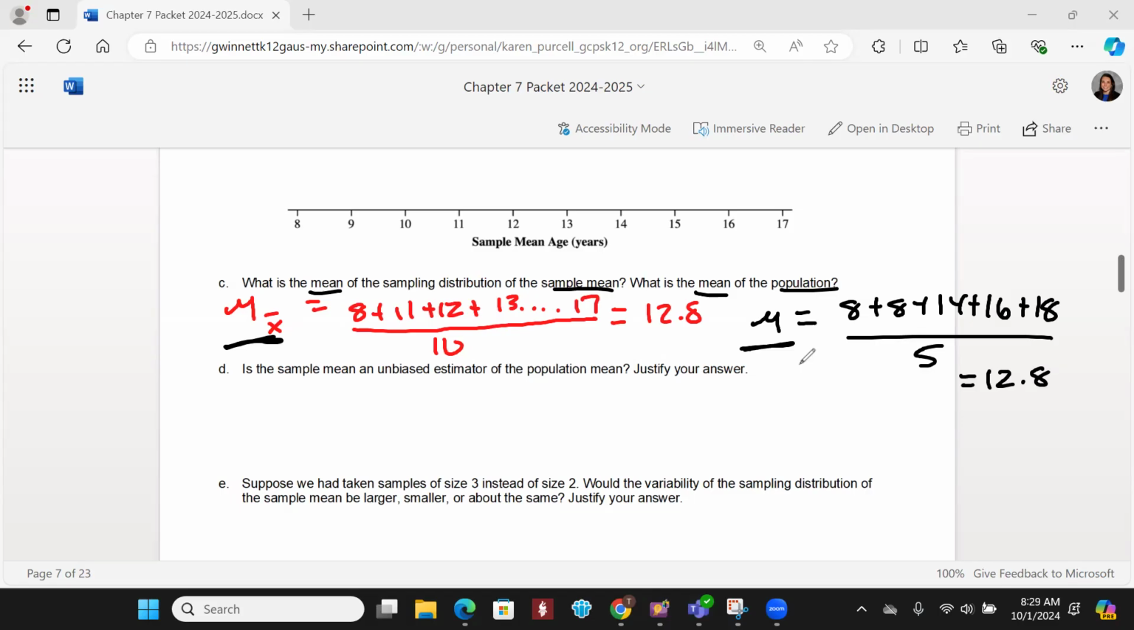Is the sample mean an unbiased estimator of the population mean? If you took a sample over and over and over again, it's going to give you closer to the true mean of the population. The more samples that you take, the closer to the mean you're going to be. If you just take one sample, it's not a true indication of the entire population, right? That makes sense?